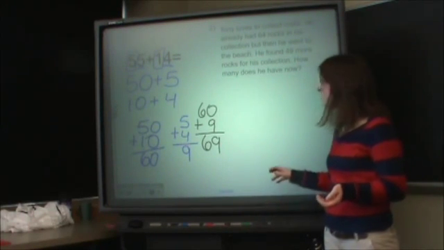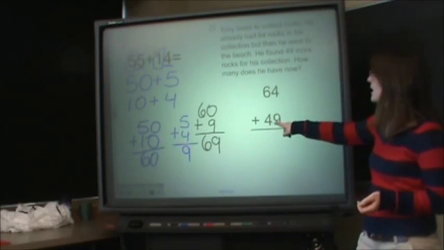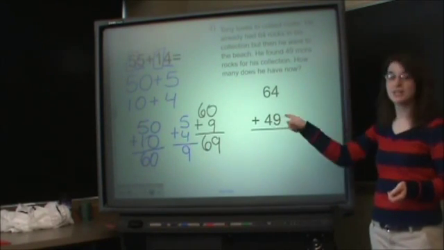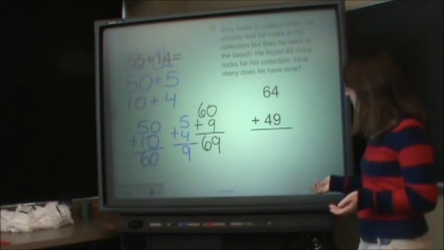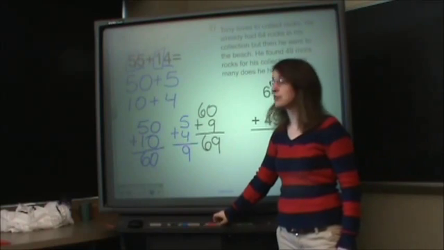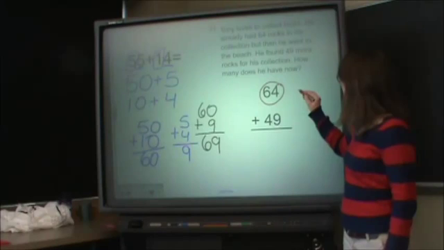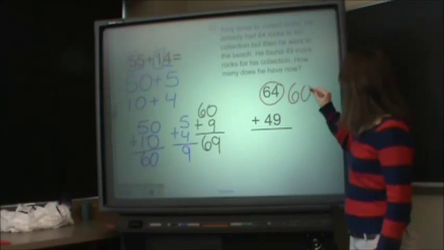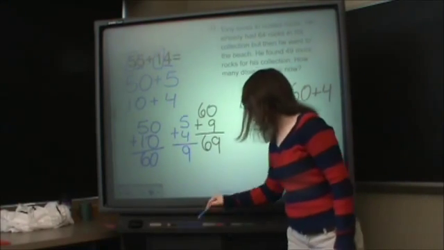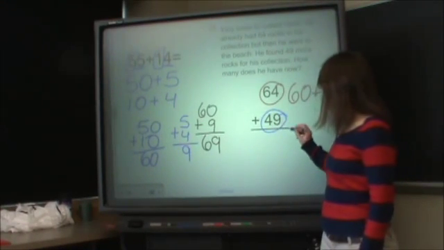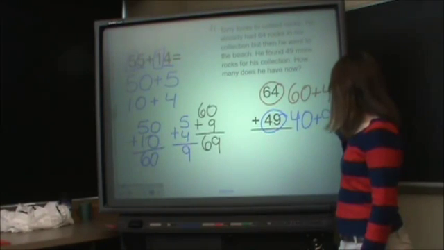So what is our number sentence going to look like? He starts with 64 and he finds 49 more rocks. So now how many rocks does he have? Using our partial sum algorithm or strategy, we're going to split up the 64 into 60 plus 4, and then we're going to split up the 49 into 40 plus 9.